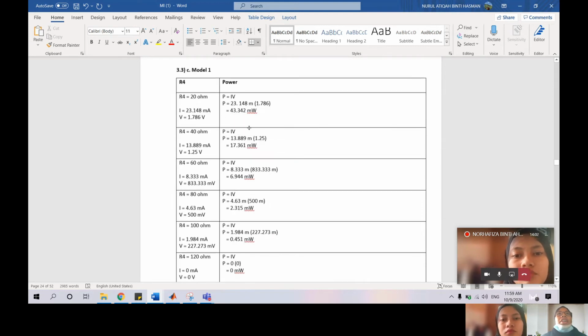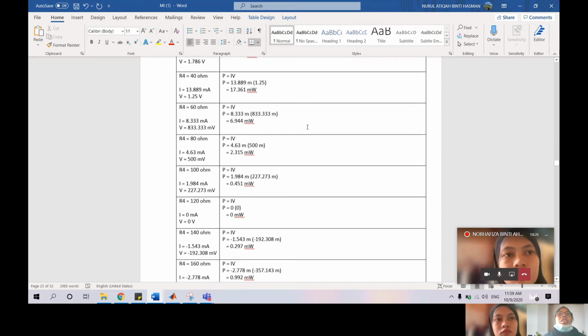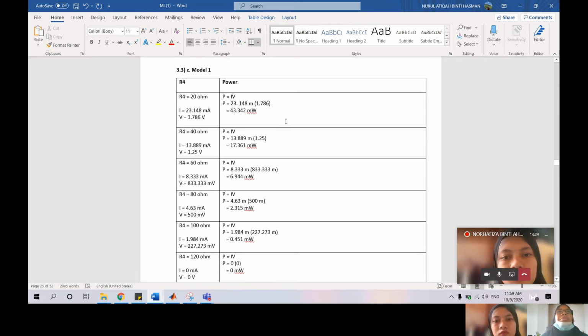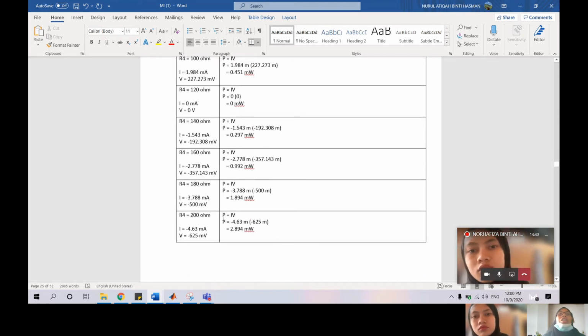So I would like to simplify our results into a table. This is the model 1 result for current and voltage. And as we get the value of current and voltage, we can find the power, which is P equal to IV. So we calculate the power, and then here is our result. You may see from the table. This is for 20 ohm, 40 ohm, we get 17.361 milliwatt, and so on until 200 ohm.